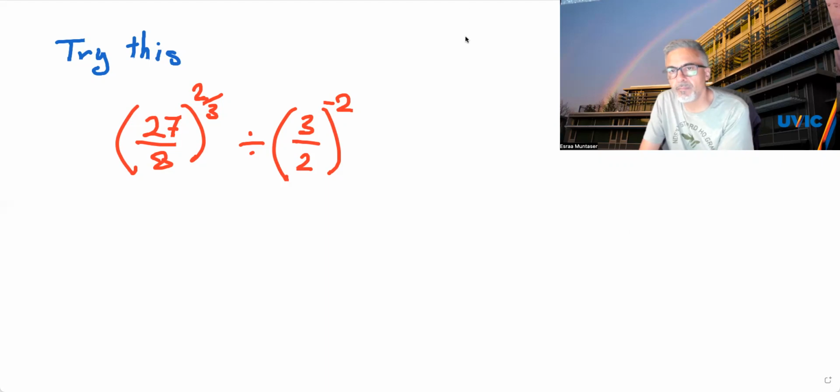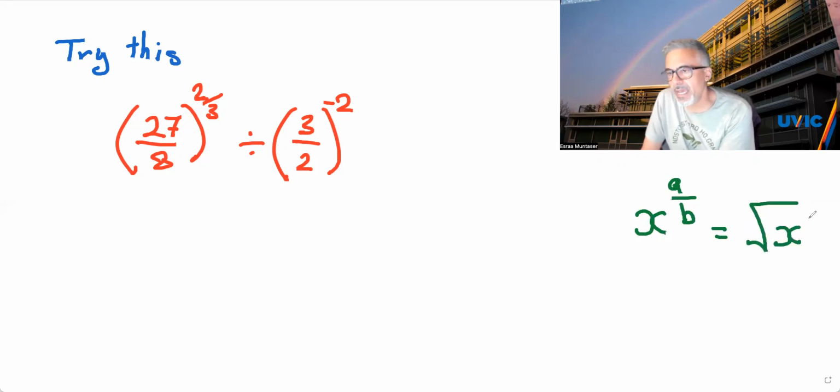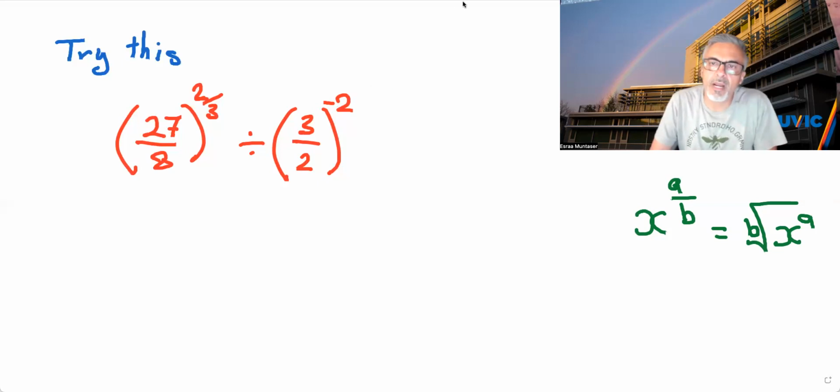Here's the rule. If you have x to the power of a over b, you could change that to the b root of x to the a, keeping in mind this b here is the radicand. And with the negative exponents, all you need to do is to make this exponent positive, flip this. So instead of 3/2, change that to 2/3, and that allows you to change that to positive 2. So let's try it out.